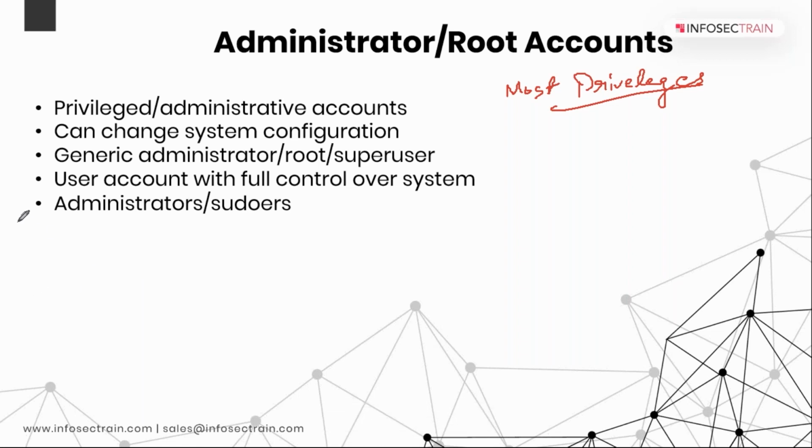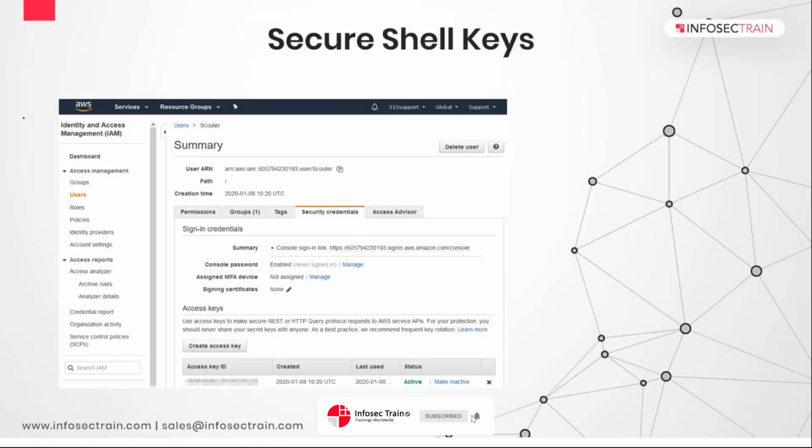All right. To get into the root user in Linux, you just have to write sudo su. Then it will ask you for the password, and once you give it, it will turn into your root user. After that, you have most of the privileges, and you can access each and everything you want to do. All right. Then we have, guys, your secure shell keys.